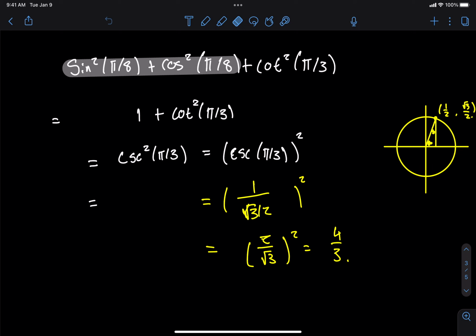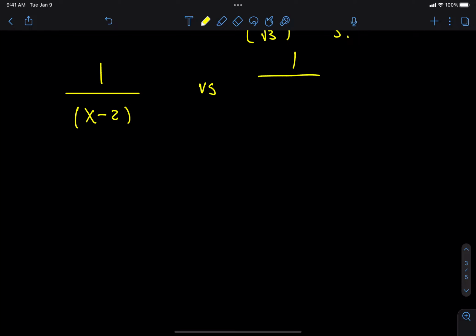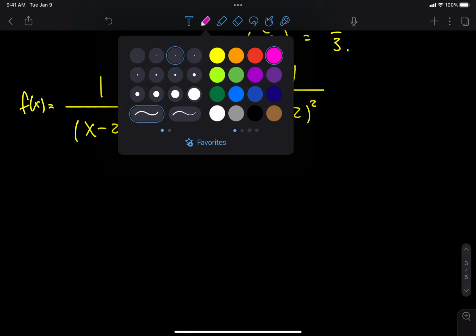Here we go. Okay, maybe let's do something really simple first. Let's do something really simple, like this function. I'm gonna change the screen in a second. Okay, let's take a look at these two functions. And let's graph them.